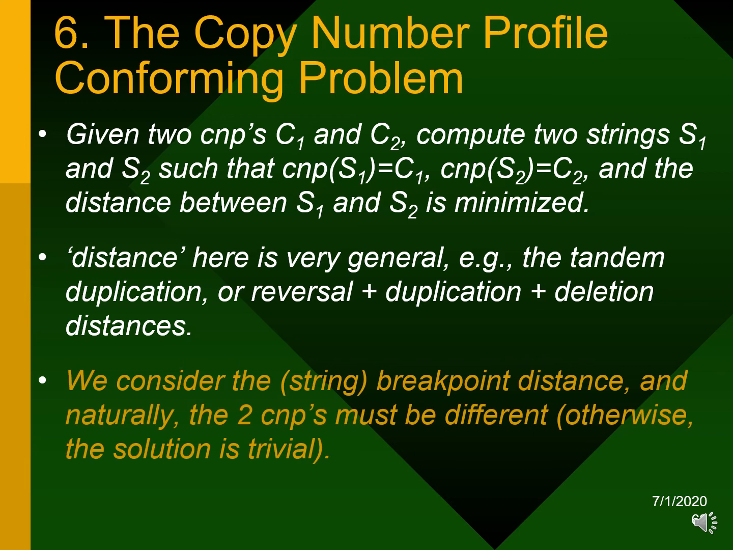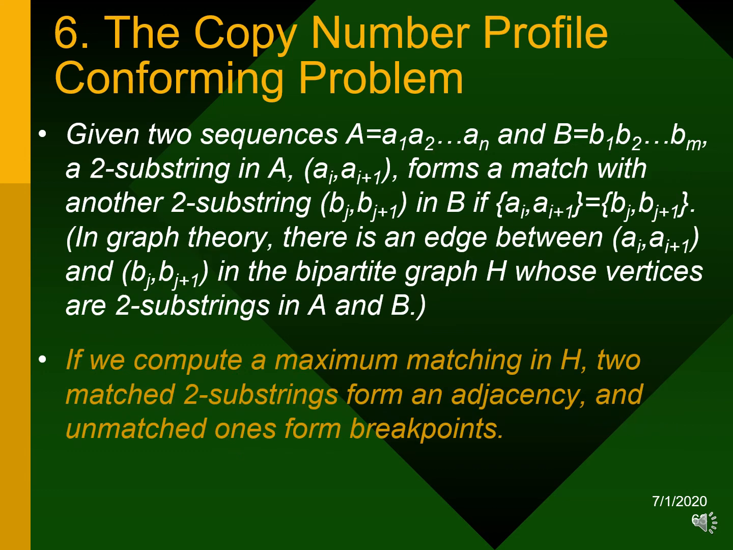So basically, for breakpoint distance or string breakpoint distance, we show that the problem is polynomial solvable. So in this case, we notice that the CNPs C1 and C2 must be different, right? Otherwise, the solution is trivial. So here is a definition for string breakpoints. So basically, you try to match two substrings between A and B.